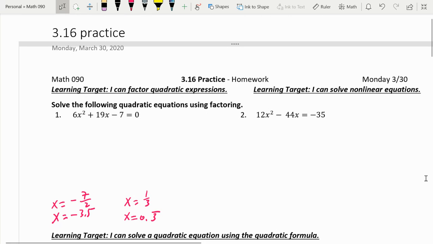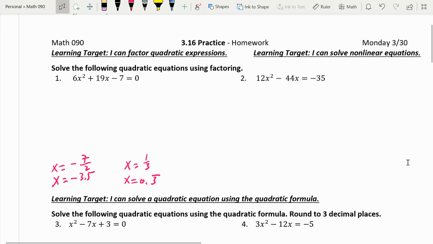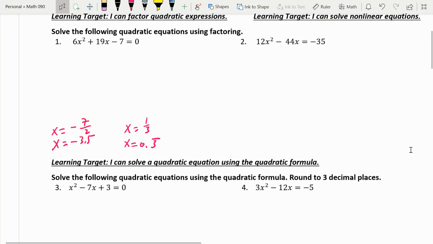All right, so here's practice 316. This is more practice with quadratics. I'm only going to do a few of them. I'm giving you answers for a bunch of these questions.